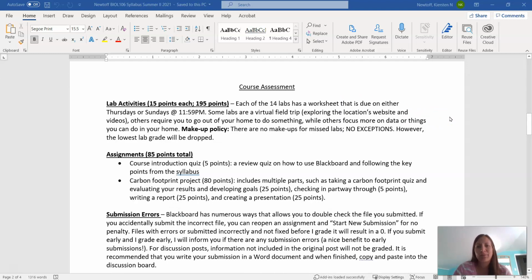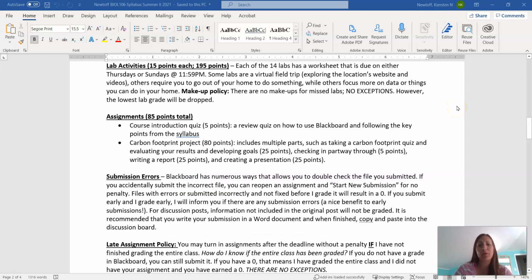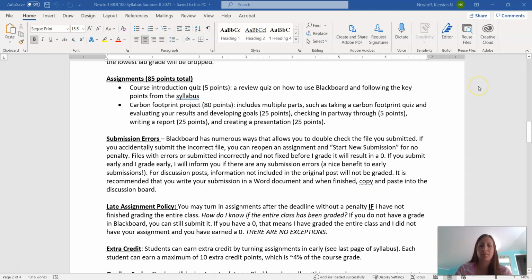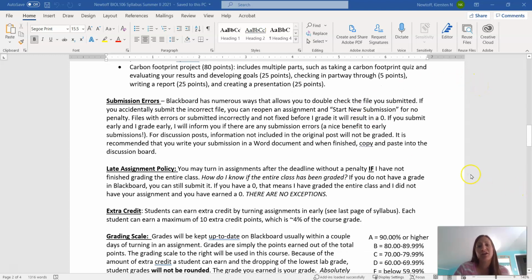There are a couple other assignments in the course: a quick introduction quiz, and then there's this carbon footprint project. There's a whole folder in Blackboard related to it, and you'll learn more about that in another video. Some other information here is about what happens if you submit the wrong thing or turn in your assignments late.